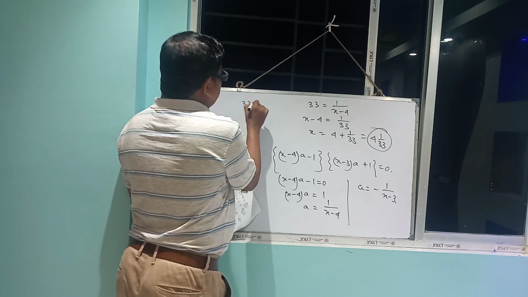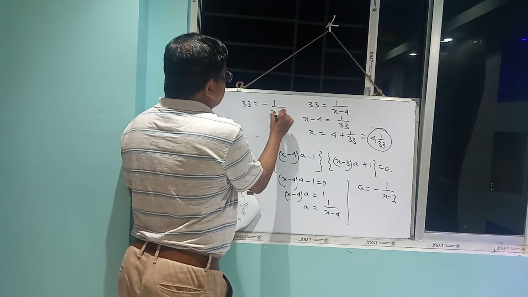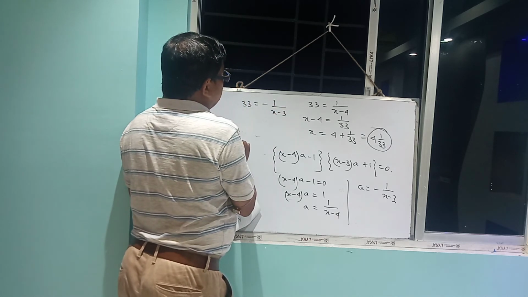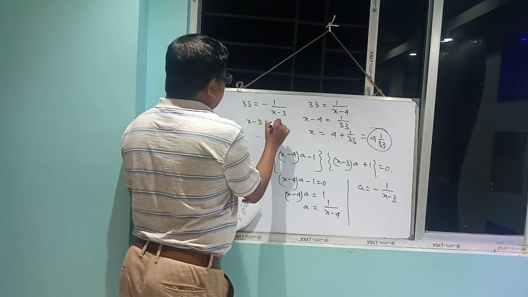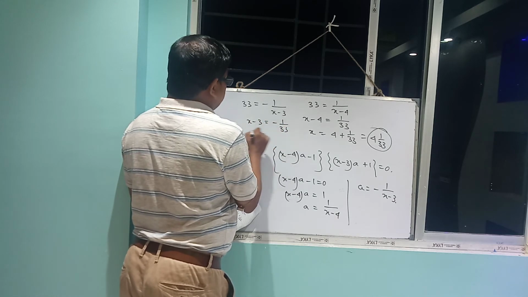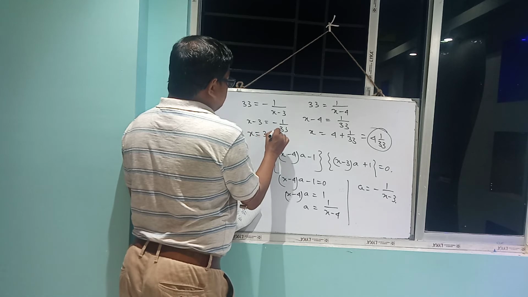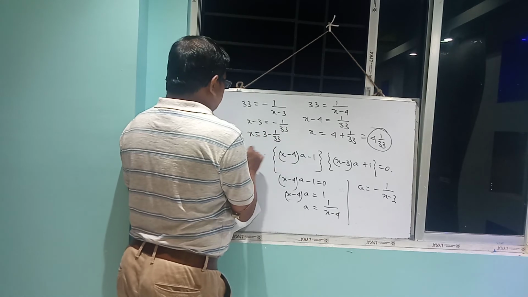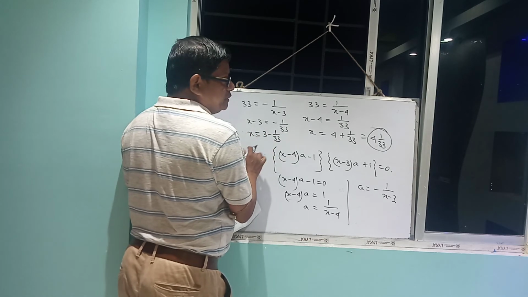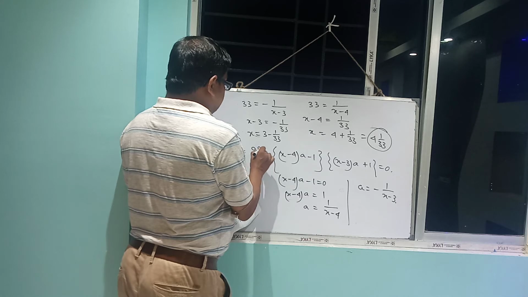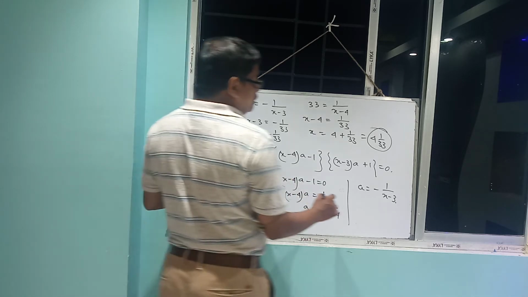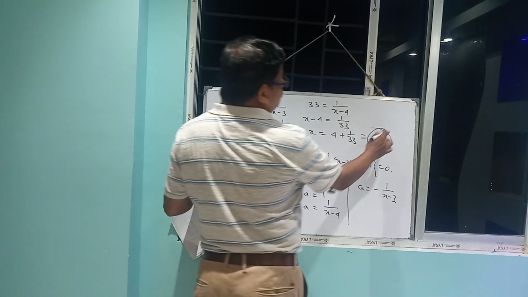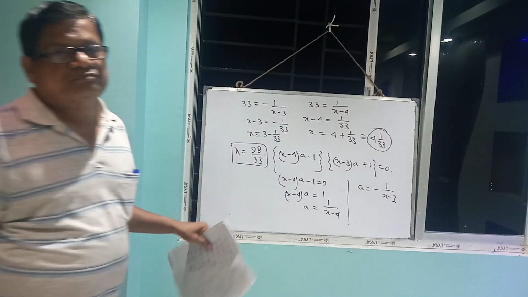Again write here 33 equal to minus 1 by (x minus 3). Okay. So x minus 3 equal to minus 1 by 33. So x equal to 3 minus 1 by 33. So this will be 98 by 33. So the values of x are this and the other one, 4 and 1 by 33. Okay.